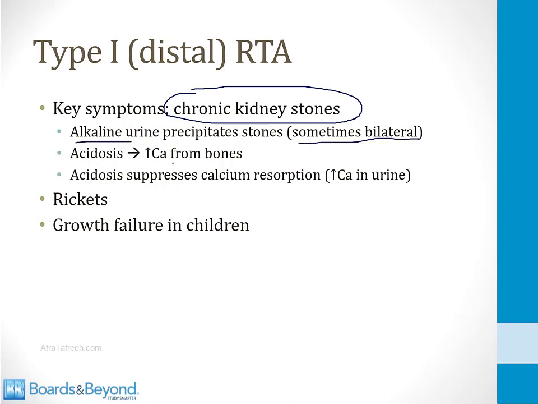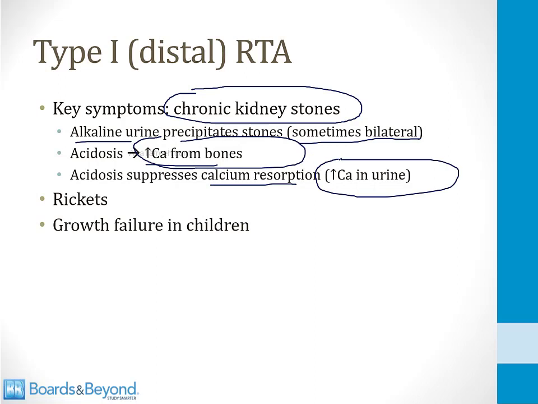The acidosis also causes more calcium to be reabsorbed from bones, and acidosis suppresses calcium resorption in the kidneys, so this leads to more calcium coming from bones, more calcium staying in the urine, and this leads to a setup for developing kidney stones. In addition, the calcium loss can lead to rickets in children, and children can have growth failure if they have an undiagnosed and untreated type 1 or distal RTA.